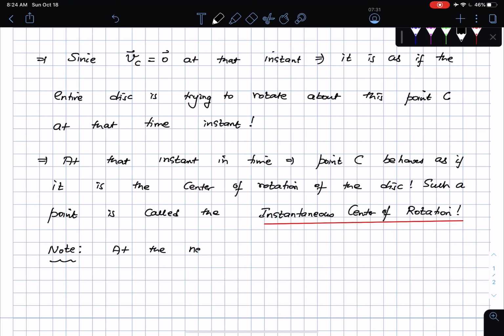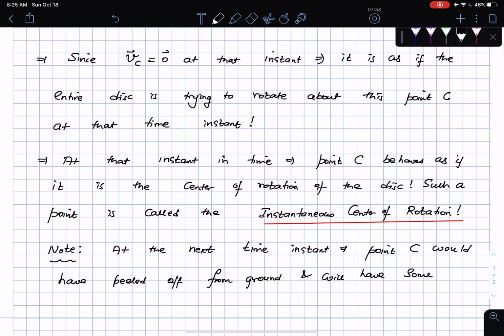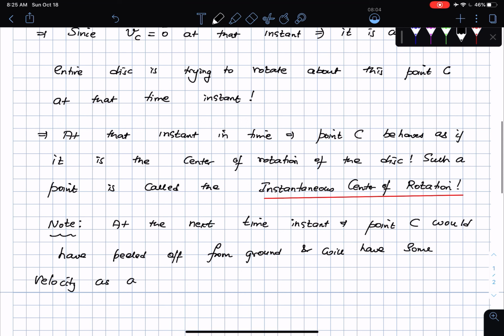At the next time instant, point C would have peeled off from the ground and will have some velocity, as a different point on the disk comes in contact with the ground.